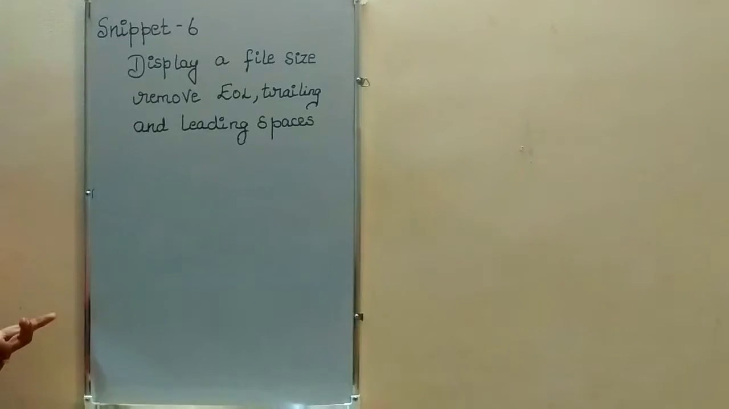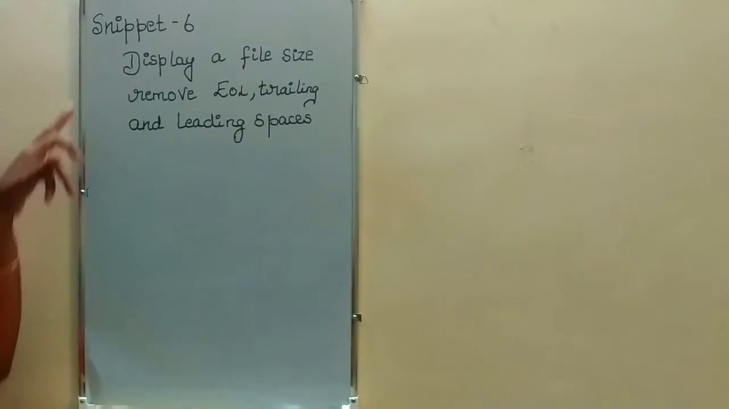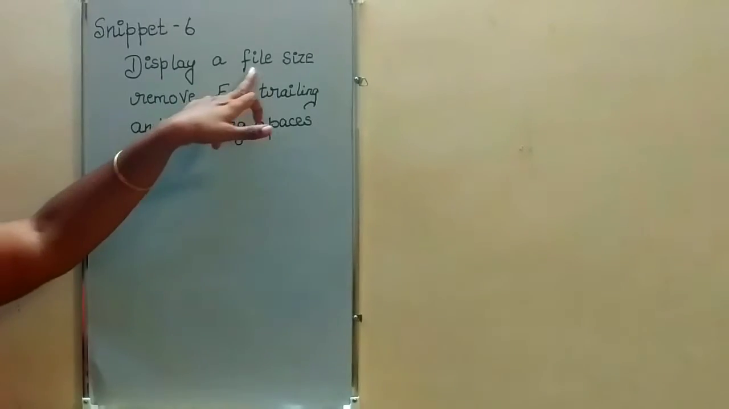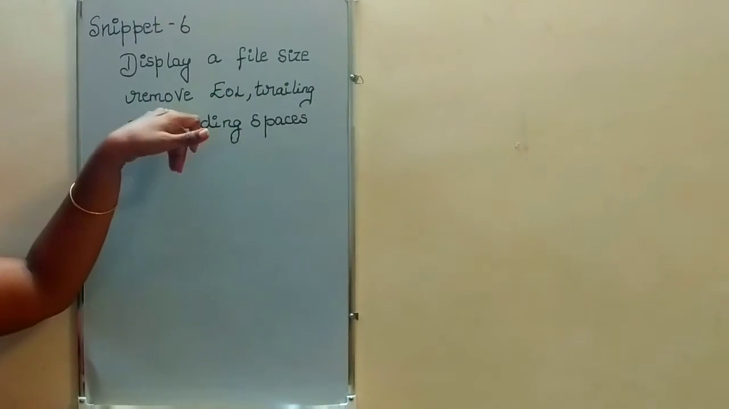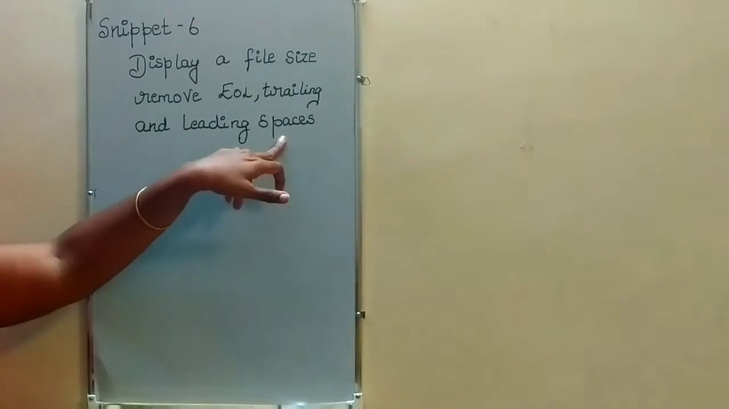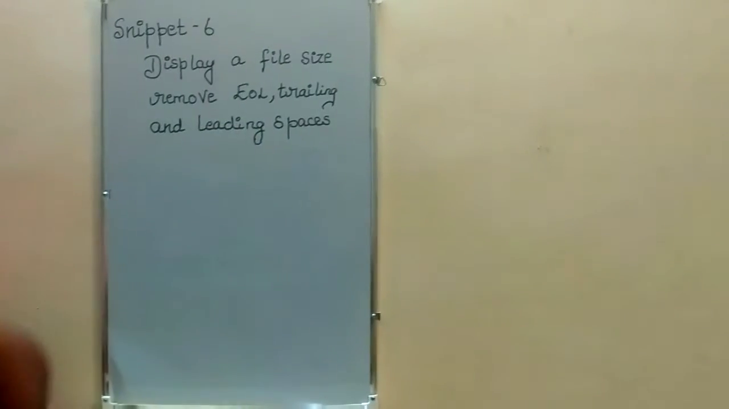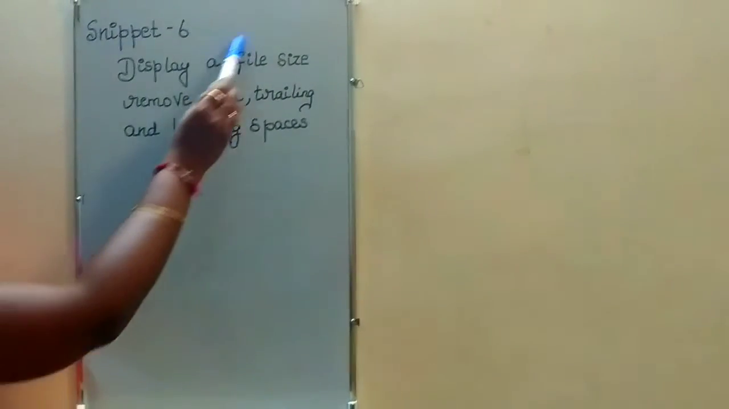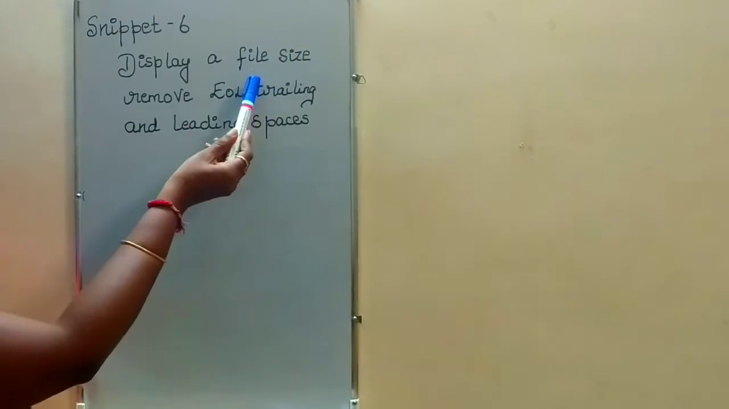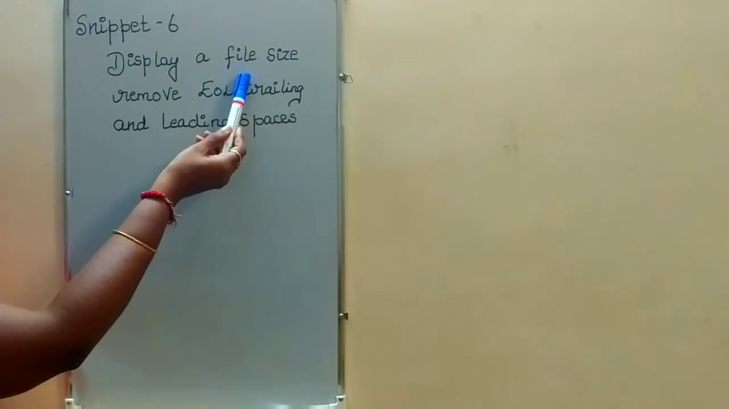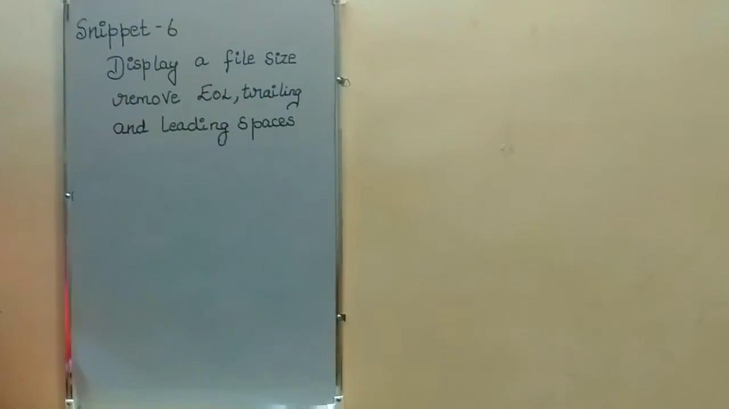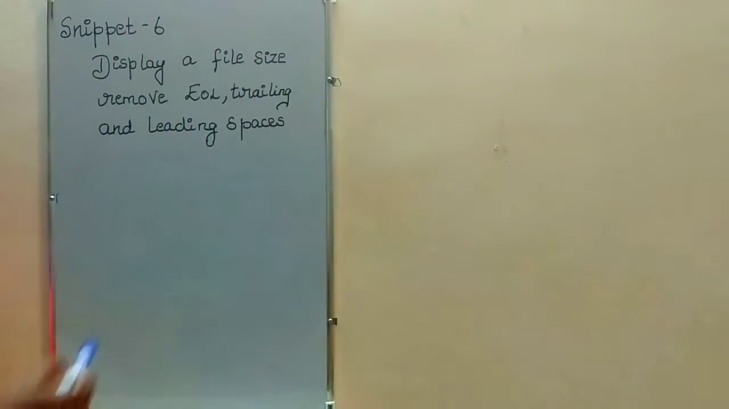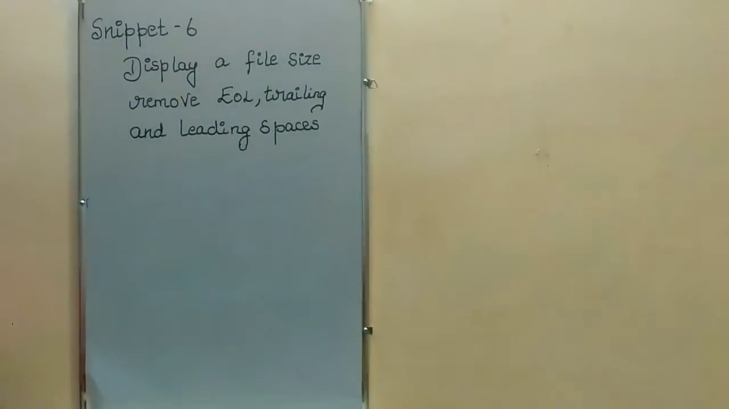Today we are going to write the program in Python. Snippet 6. Read the question. Display a file size and remove trailing and leading spaces along with EOL character. So for that, they asked us to find the file size. To find the file size, we can use the length function. To remove EOL, leading and trailing spaces, we have to use the strip method.